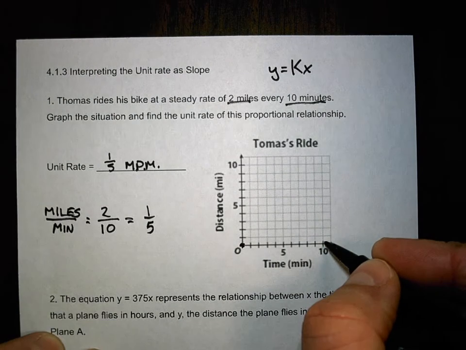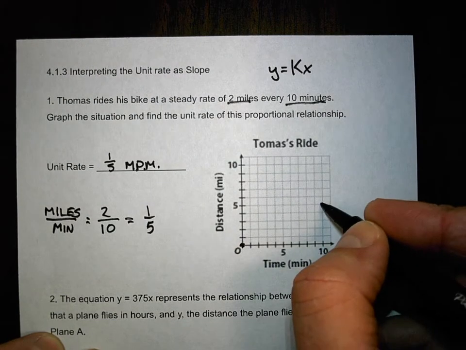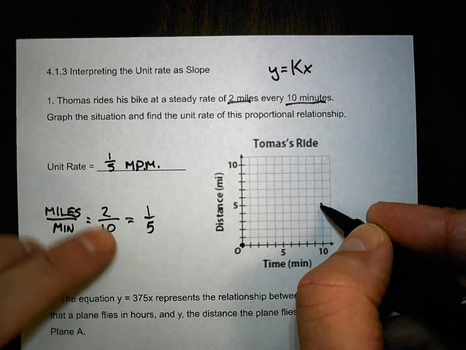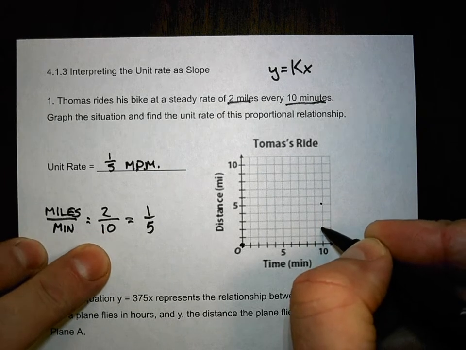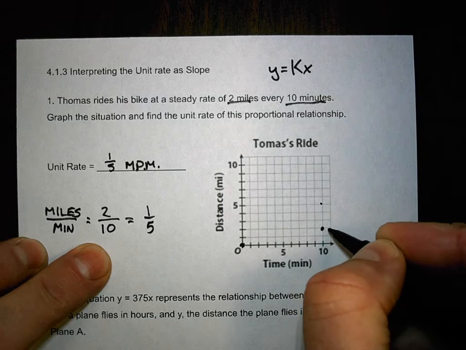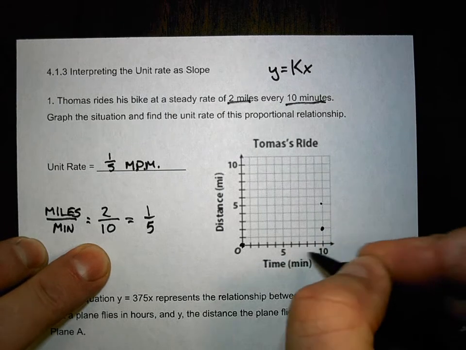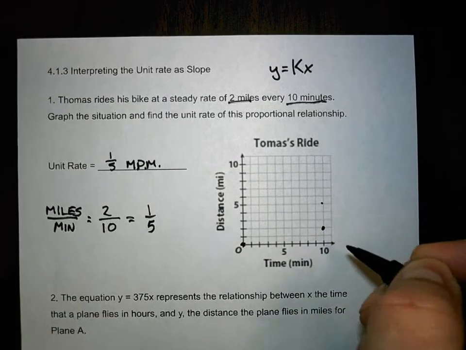So 10 minutes. How far did he go? 2 miles. He went 2 miles. Then all you got to do is connect the line.